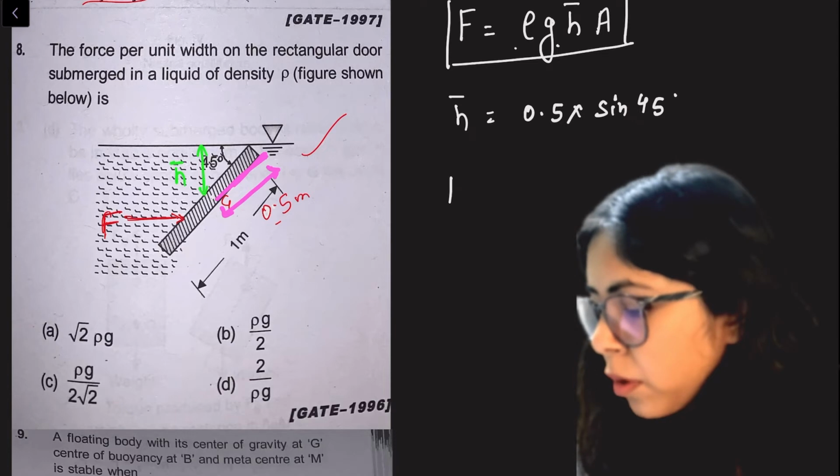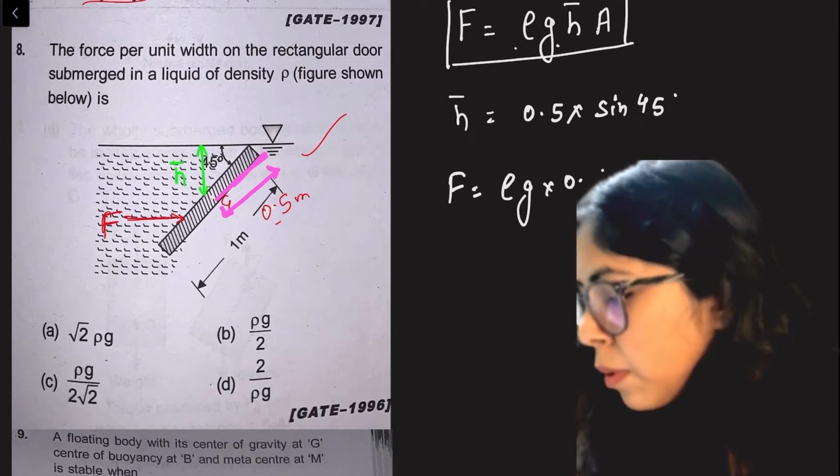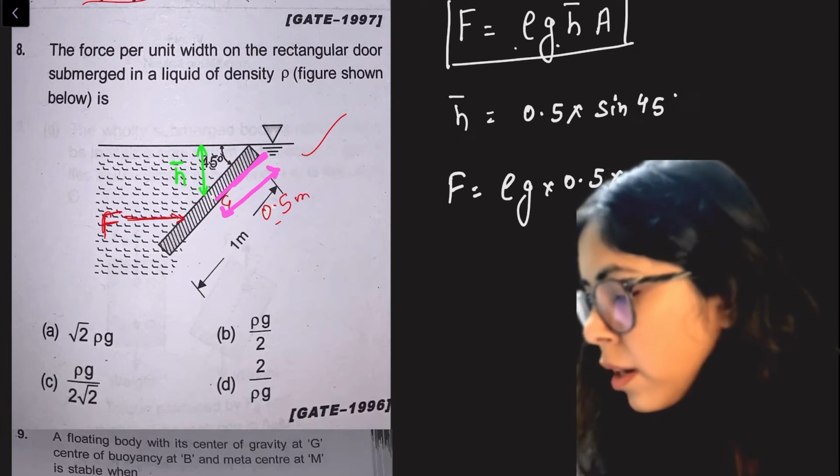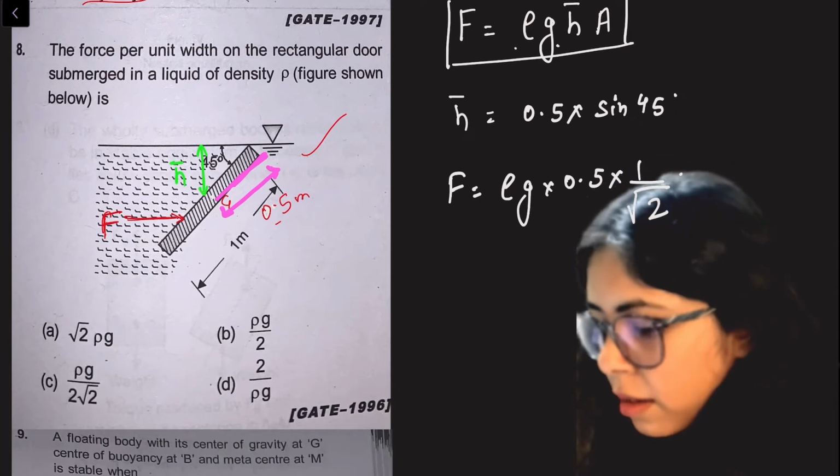Now I will put the values. Force is rho g into 0.5 into sine 45, whose value is 1 upon root 2, and the area. Let's say the area is not given.